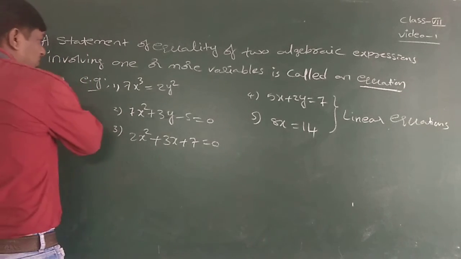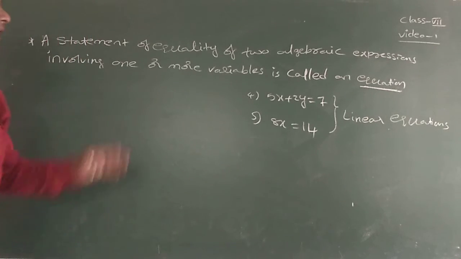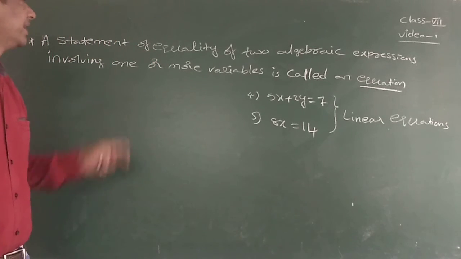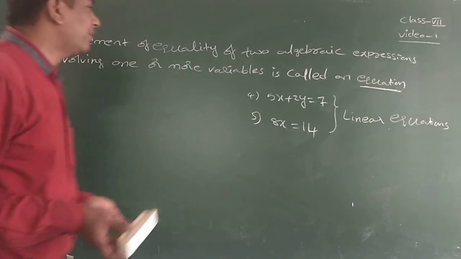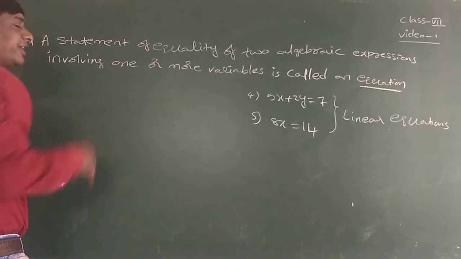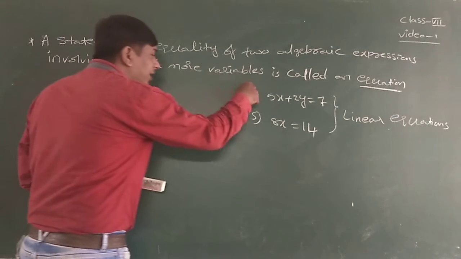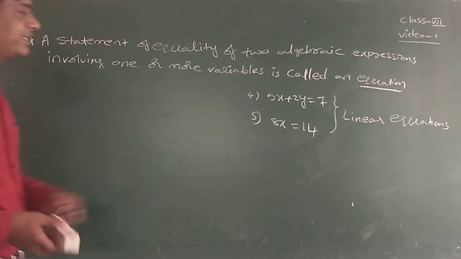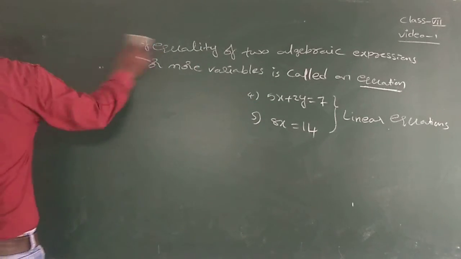Now, is it clear? What is an equation? A statement of equality of two algebraic expressions involving one or more variables. Involving means it contains one or more variables, and that is called an equation. Among those equations, there are different types I wrote just now. Among all these equations, an equation whose degree is 1 is called a linear equation. This is a linear equation and this is also a linear equation.